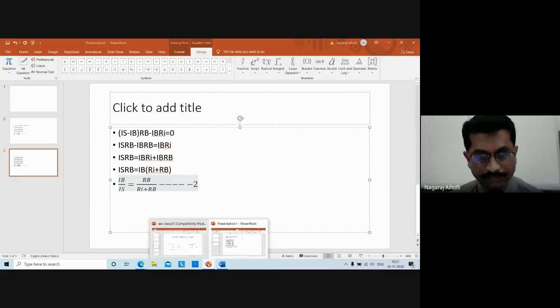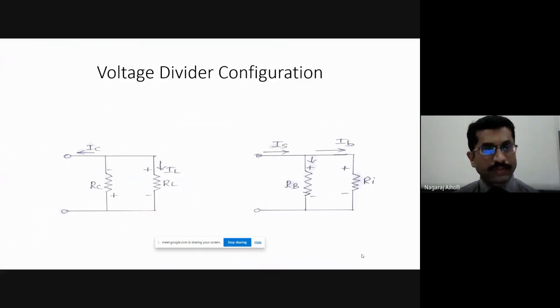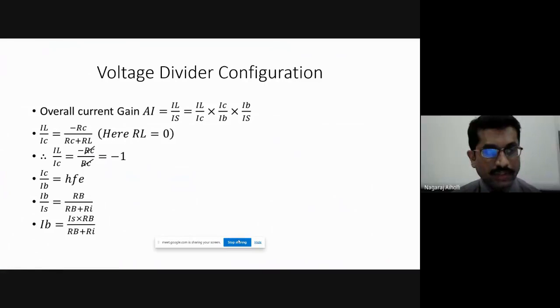I'm writing this equation here. IB by IS is equal to RB divided by RB plus RI, or IB is equal to IS into RB divided by RB plus RI. Now, whatever we have got: IL by IC is -1, IC by IB is HFE, then IB by IS is RB divided by RB plus RI. Just substitute in this equation and find the equation for the current gain.